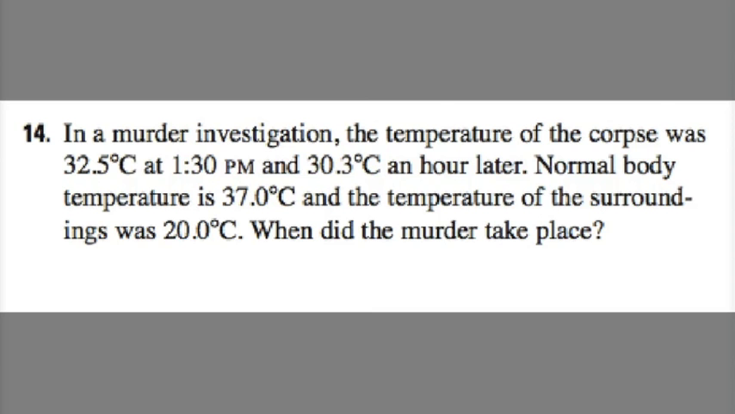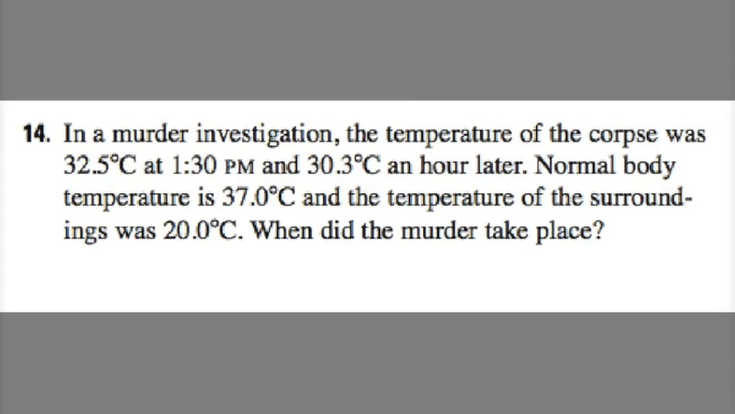Alright, so we're going to be doing number 14 on page 453 in your book. So in a murder investigation, the temperature of the corpse was 32.5 degrees Celsius at 1:30, 30.3 an hour later. So we know already that the relative growth rate is going to be negative, because this is going to be exponential decay. And we're using Newton's law of cooling. Temperature is proportional to the difference between the temperature of the object, in this case the body, and the surrounding medium, in this case the room. So the normal body temperature is 37.